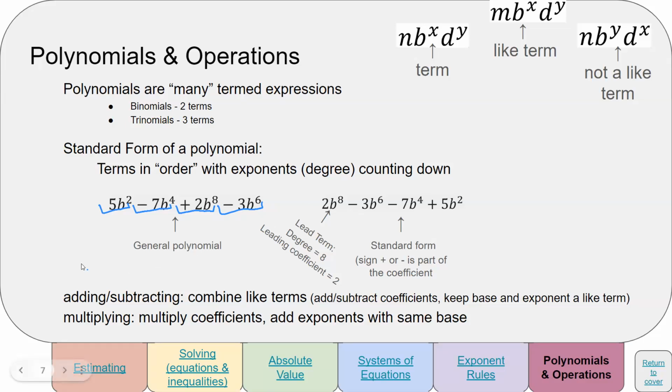Now, when you're adding and subtracting with polynomials, you have to remember you can only combine like terms, meaning those bases and the exponents on the bases have to match. And then you get to just add or subtract the coefficients, and the rest of it stays a like term. So you don't change those bases and the exponents. When you're multiplying, any polynomial can be multiplied with any polynomial. You just have to remember distributing, and a lot of times we'll be doing foiling.